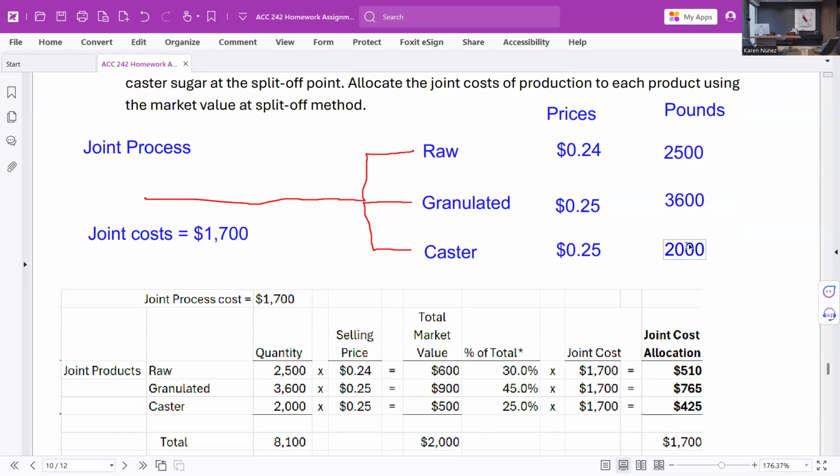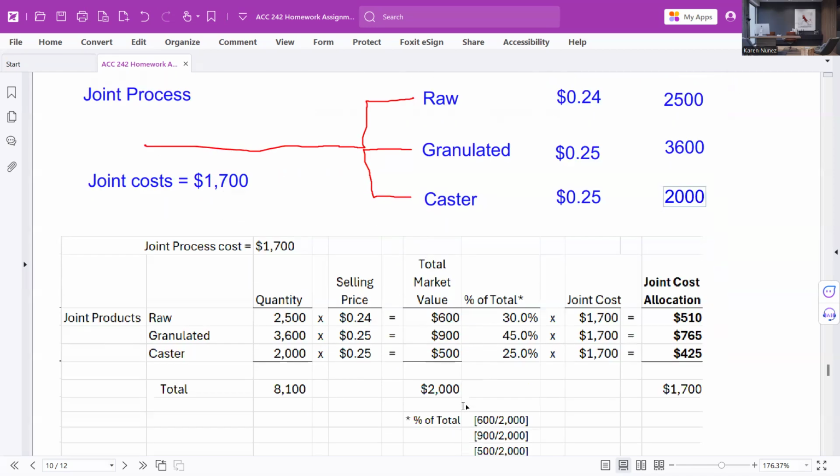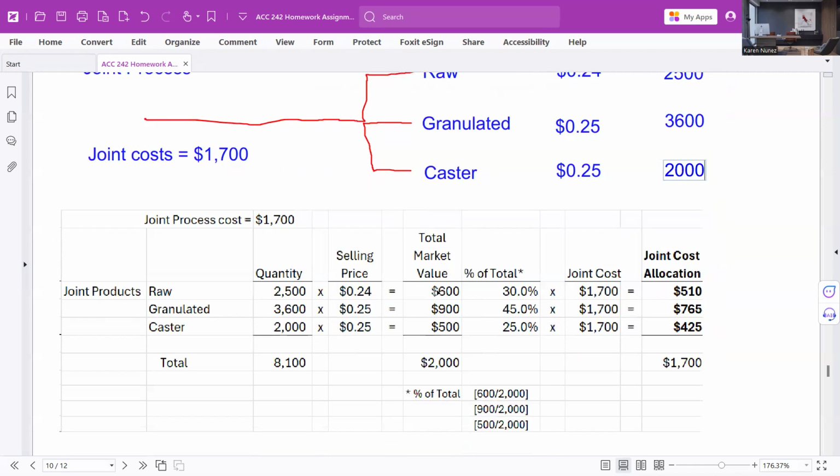So this is what we get at the split off point, and this is what we could sell them for. So the market value is just the quantity times the price. That's what I've done here. Take the quantity times the price, and we get total market value. And it's that total market value that we use to determine the percentages. So the total value, 600 plus 900 plus 500 is 2,000. And then the percentages, 600 divided by 2,000 is 30%, multiplied times that joint cost. So the joint cost times the relative percentage gives us the allocation.